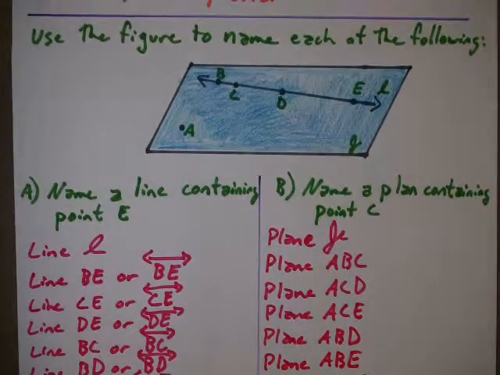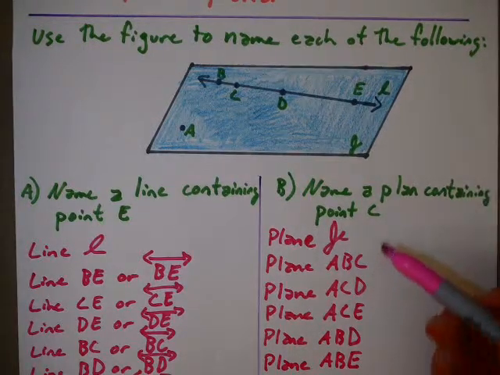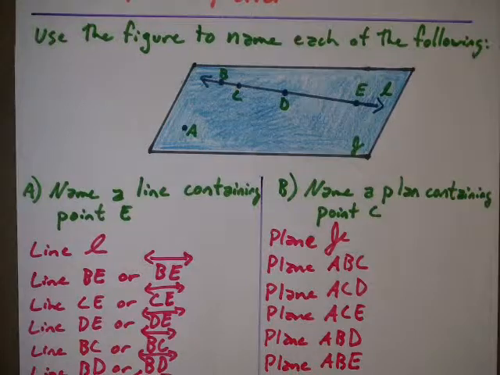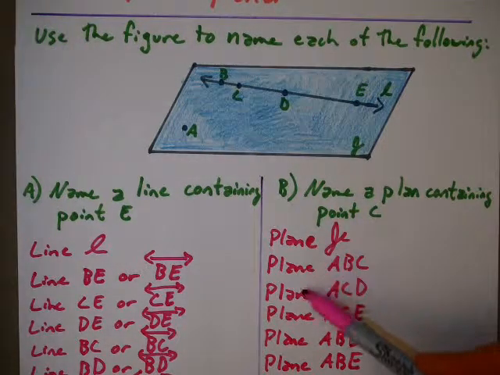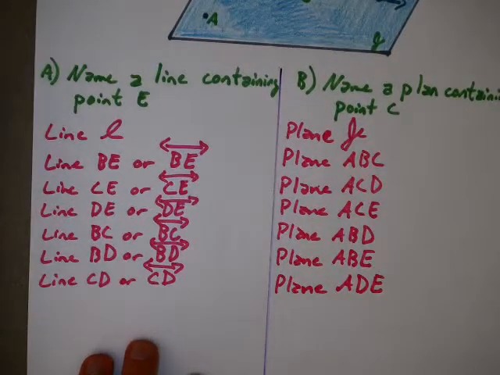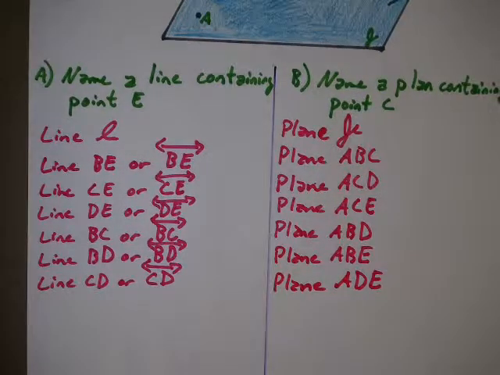So by this one plane that has a line with 4 points and then a point off that line, we found 1, 2, 3, 4, 5, 6, 7 ways to name that plane. So that is all we have for this example.